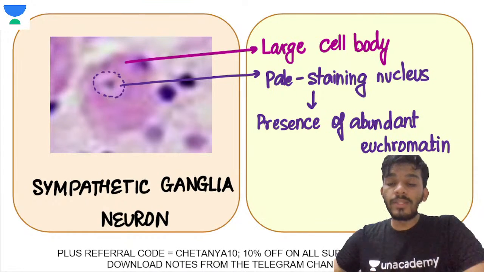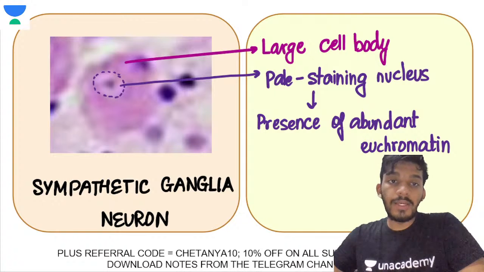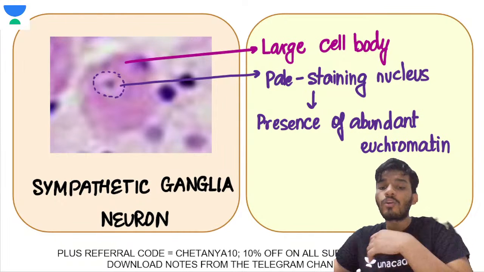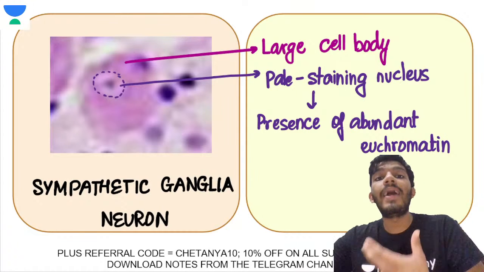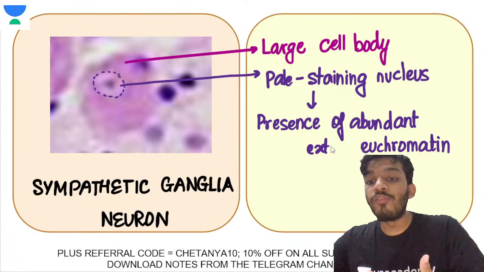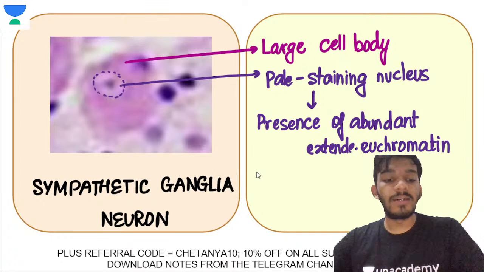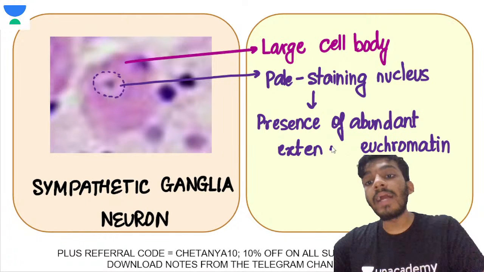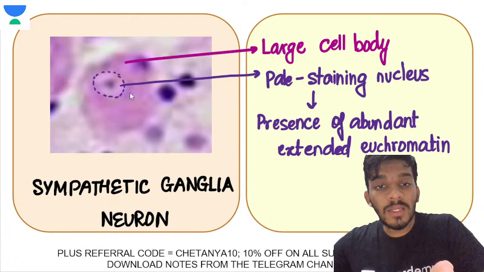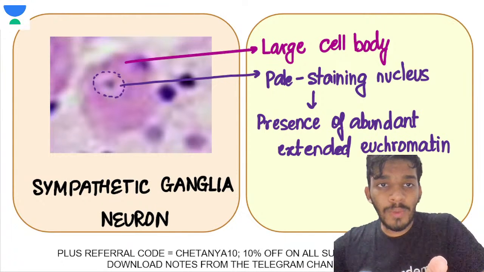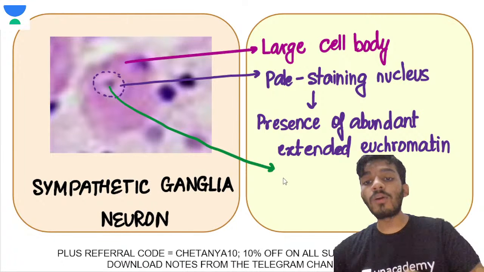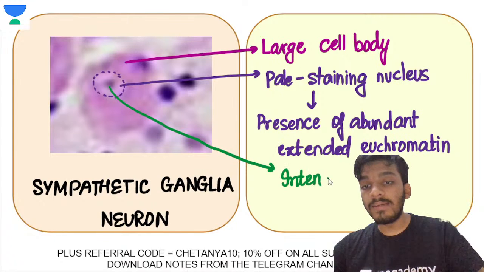So one thing more that I want you to appreciate in this particular image is that apart from the fact that there is a pale staining nucleus, the pale staining nucleus shows you that the chromatin is extended. But what you can appreciate in the center is something that is different, that is inside the nucleus. You can see there is another dot. Can you make this dot out? This is your darkly stained, or intensely stained, nucleolus.